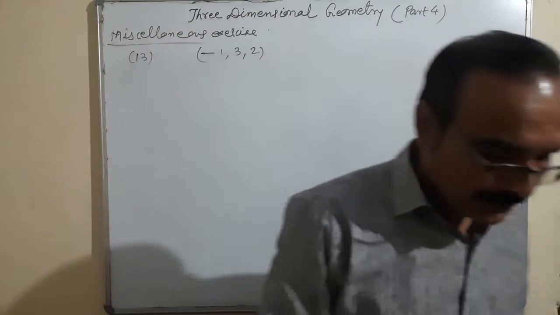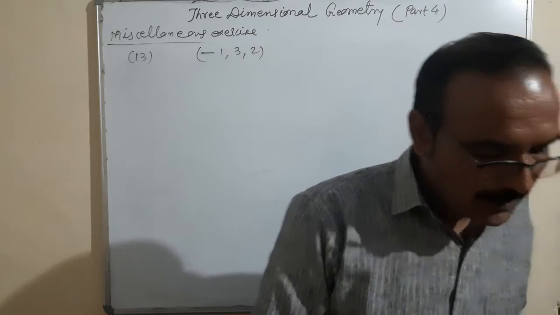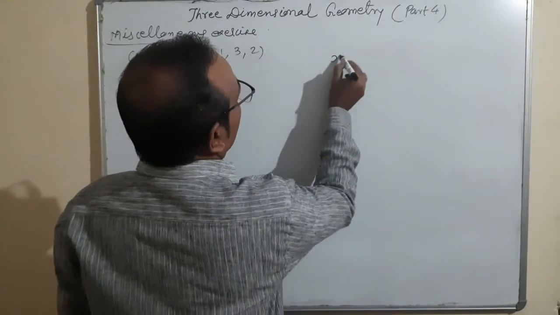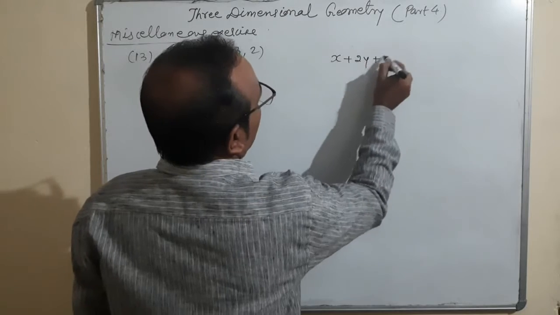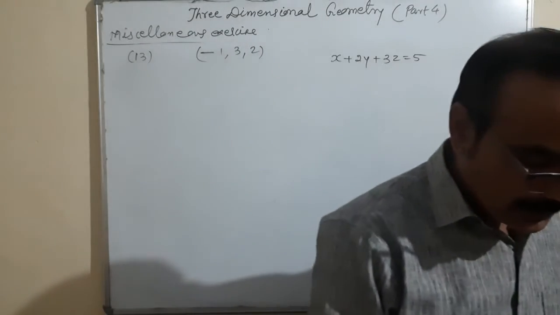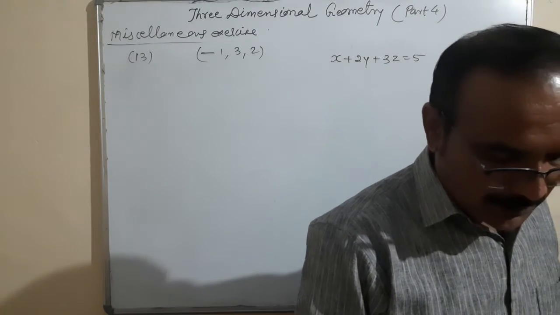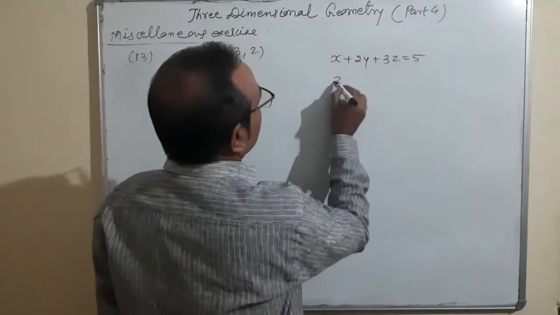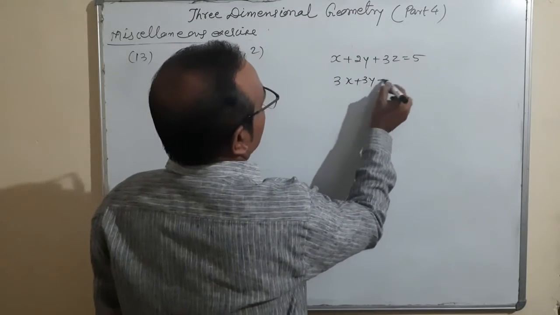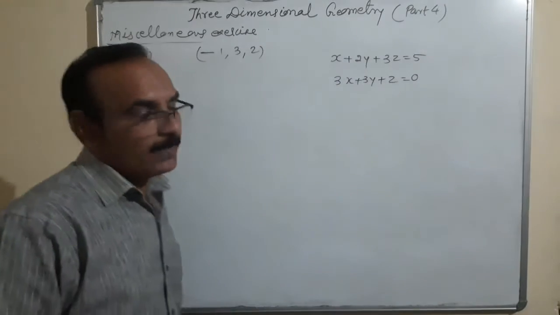And perpendicular to each of the planes: x plus 2y plus 3z is equal to 5, and the second is 3x plus 3y plus z is equal to 0. Okay, perpendicular to each of the planes, right?